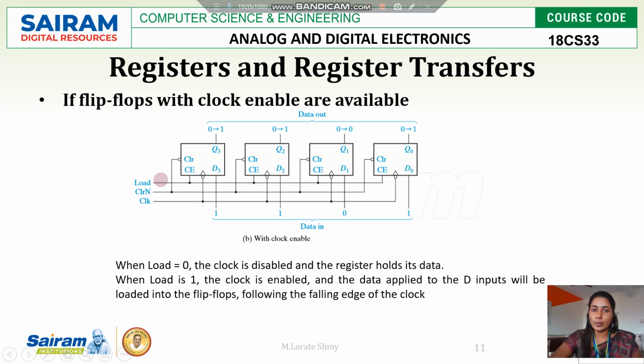Clock will be applied to the flip-flops when the load is 1. So if you want to operate the flip-flops or register, then you can apply 1 to the load. Then data whatever you are applying to D inputs will be transferred to the flip-flops. So the same thing you will get as the output of a register. 1 1 0 1 is the input, 1 1 0 1 is the output. So each one we will get at the falling edge of clock pulse.